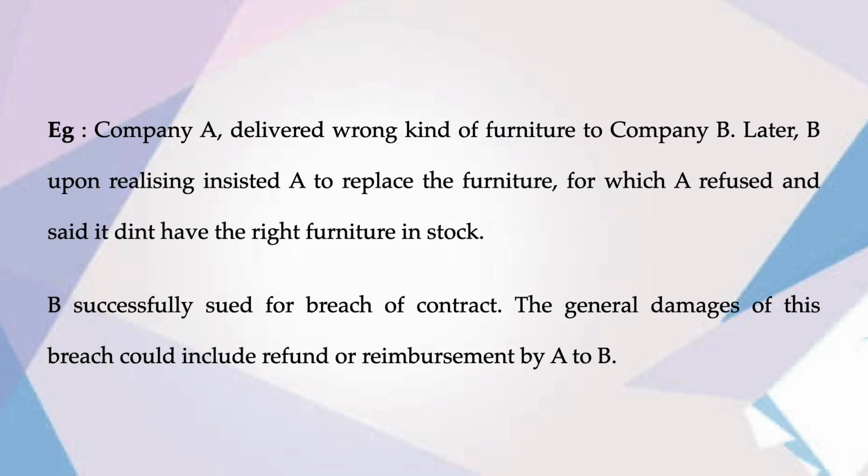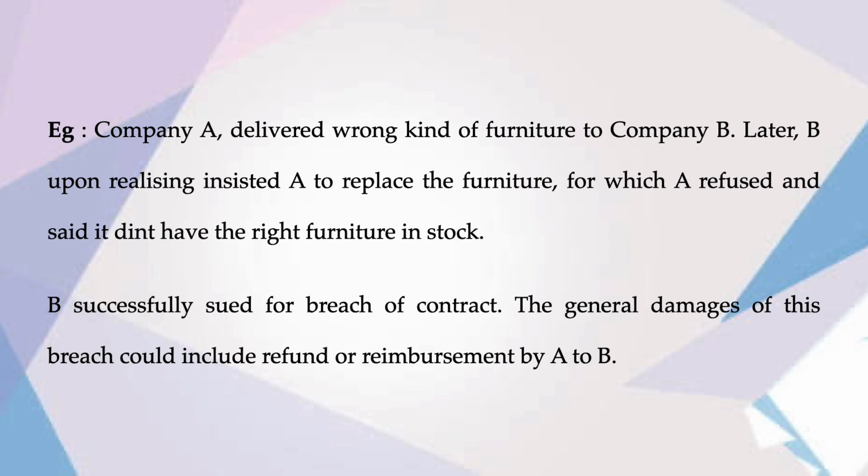An example: there is a company A which is a manufacturer of furniture. Company B has ordered from company A to deliver a certain kind of furniture to them. But company A has not provided what was ordered. Company A has provided the wrong type or the wrong kind of furniture to company B. Whatever B ordered hasn't reached company B. What has reached is a wrong kind of furniture which they didn't order or select.